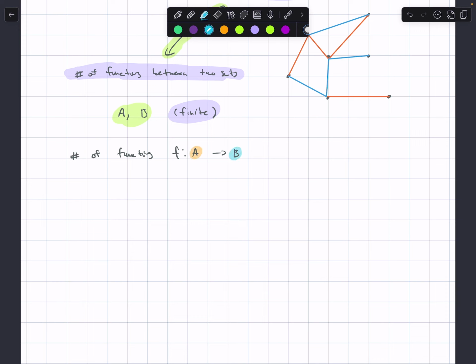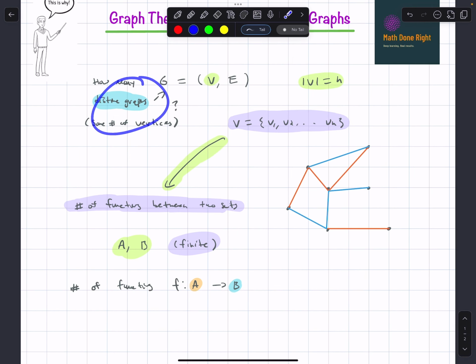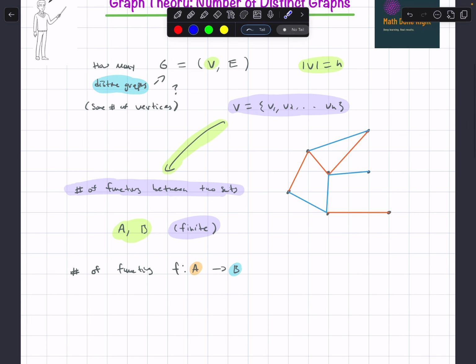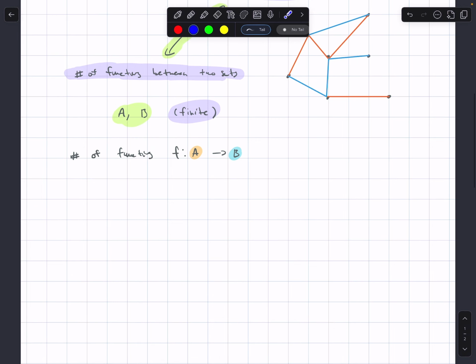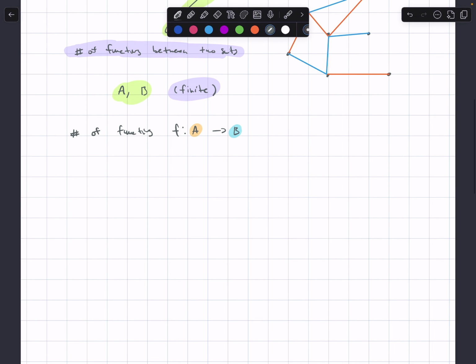And in order to figure this out, we need to know what makes two functions distinct, just like two graphs are distinct if one of them joins a pair of vertices and the other one doesn't. They're the same graph if they join the exact same pairs of vertices. For functions, we'll have A equal to A1 all the way through An. It has n elements, A1 all the way through An.